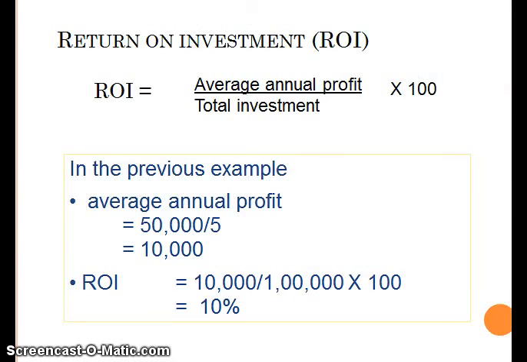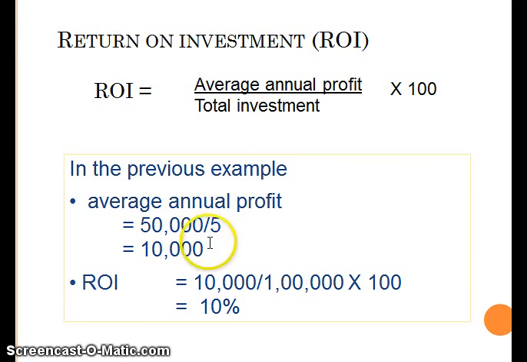The next category of analyzing project is return on investment. So it is given with a formula. Return on investment is equal to the average annual profit divided by total investment, into 100. So in the previous example we saw the net profit is 50,000. Since it is average annual profit, the total lifespan of the project was 5 years.